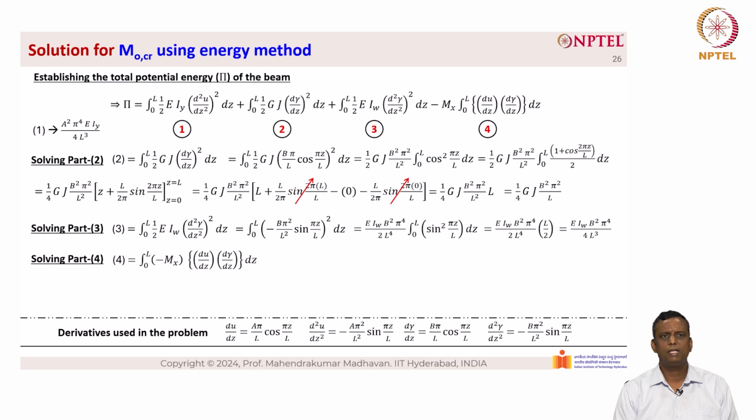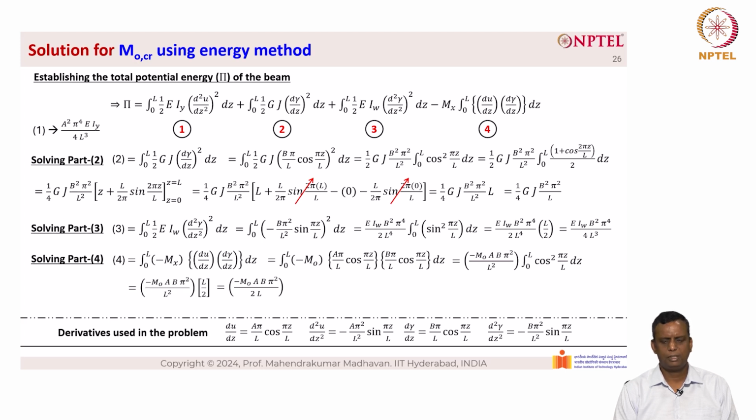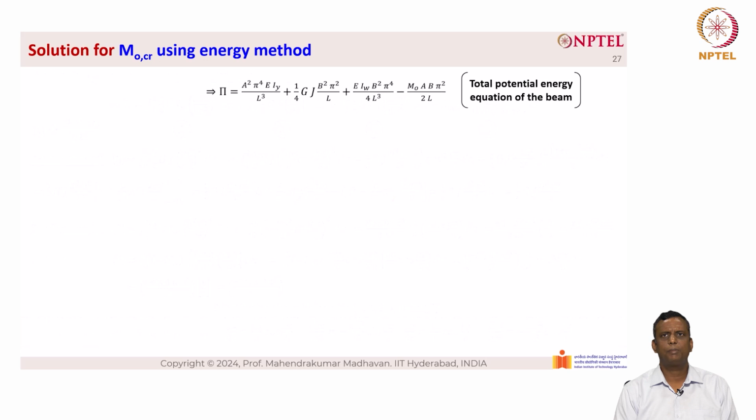Solution 4 is also very simple. We do the same thing here, and when we do so, we can say that the integral from 0 to L of cos square pi z by L into dz is equal to L by 2. When we substitute it, we get the value minus M naught into ab into pi square by 2L. So now we have 1, 2, 3, and 4, which can be substituted in the pi equation. So the total potential energy of the beam is given here.